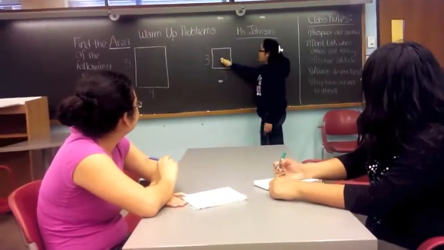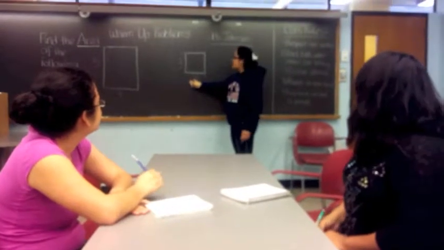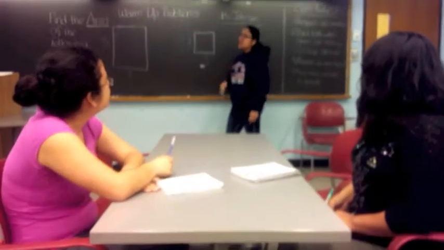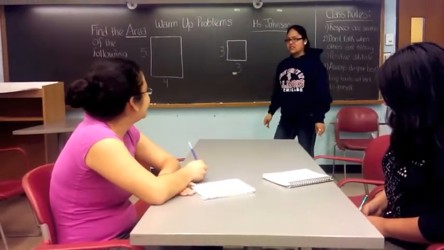And in this case, the square is 3 times 3. So the area of this will be 9. So 9 square units.